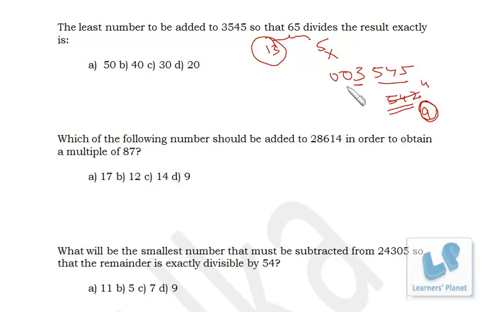That means 3545 is actually in 13x plus 9 format. Right? That means if you divide 3545 by 13, 9 will be the remainder. Right? So if you add 30 to this, what will it be? 13x plus 39. Again 39 will be a multiple of 13. So if you add 30 to this number, that is 3545, the number will be divisible by 13.